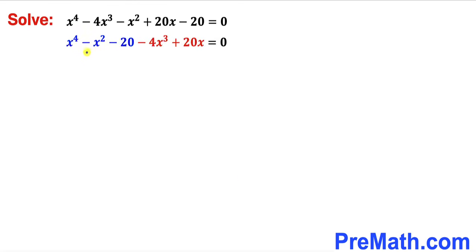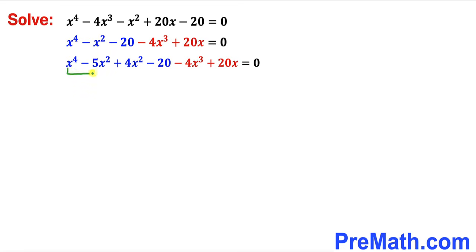And now in this next step, I am going to tweak this middle term, -x^2. So we can tweak this -x^2 as -5x^2 + 4x^2. And we can see -5 times positive 4 indeed gives us -20, as you can see in this next step.